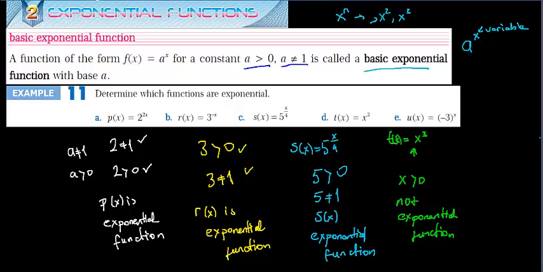And the last one is Ux is equal to minus 3 to the power of x. This is also not exponential function because minus 3 is not greater than 0. It is smaller than 0, so not exponential function.